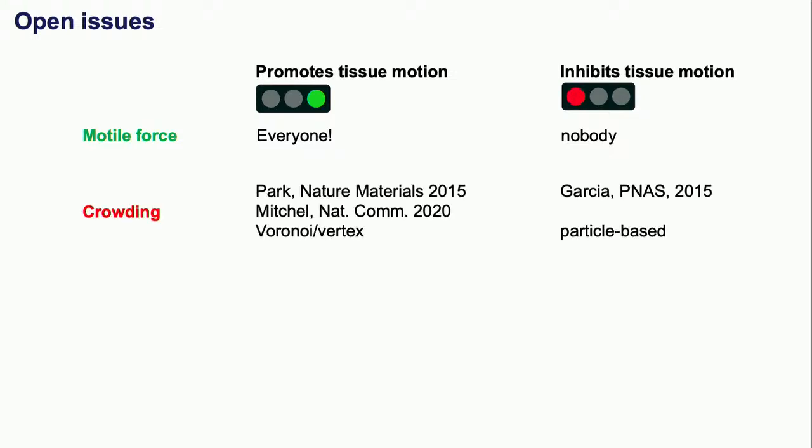But then you might think, okay, what is the effect of crowding? Intuitively you may think, okay, I compress the tissue and the dynamics slows down. And you see this in some experiments. This is reproduced by particle-based models, but you also have experiments suggesting the converse, and you have models, the Voronoi and the vertex model, suggesting that when you compress the tissue the dynamics might speed up, which is a little bit weird.